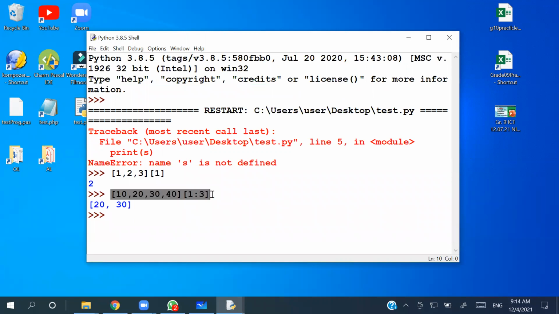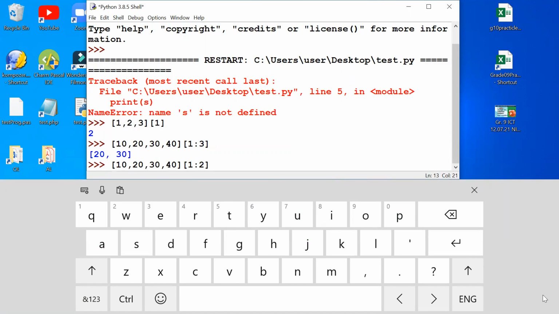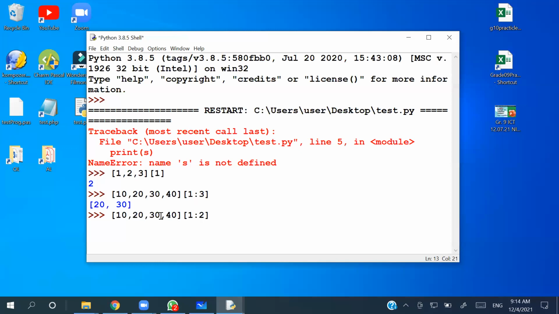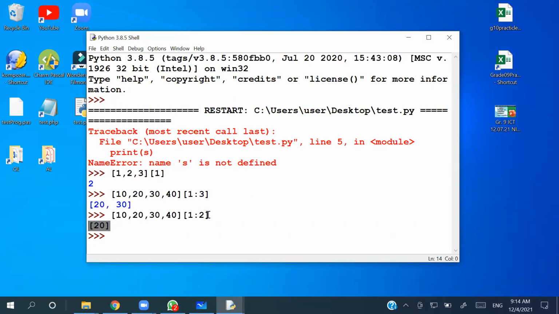Right? Now, if I take a copy of this, and if I change this into 1 colon 2, 1 colon 2 means you have to start from the first index, that means 20, then go up until the second index. Second index means 30. So the answer is going to be the 20 itself. Now you will see here you are going to get square brackets. See, it is due to this slicing operator. So if the slicing operator is used, it will always be limited by the square brackets. If only an index is referred, it's only the value regarding that index. Is this clear, people?